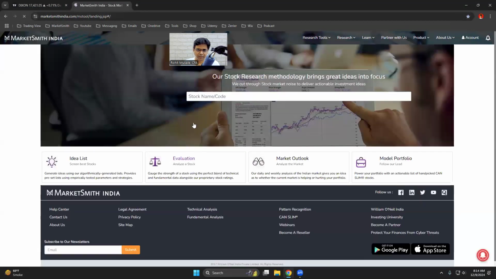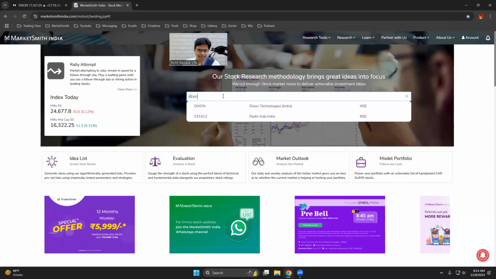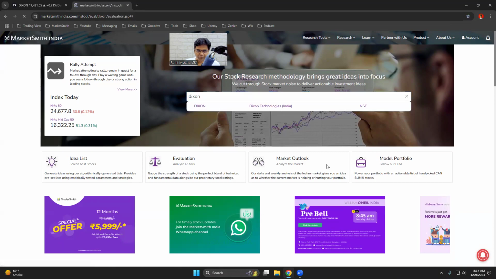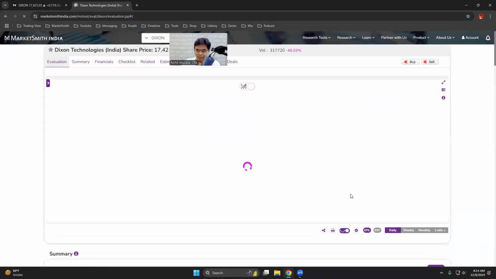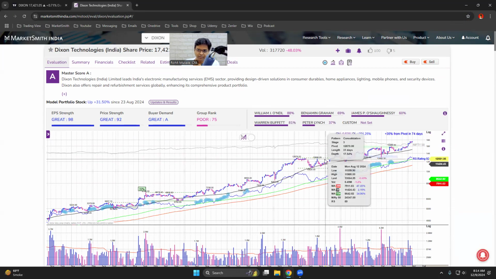So let's go to Dixon. By the way, I am still in the trade. I have not sold the stock. And I also don't recommend that you buy the stock because it has already gone beyond the buy point. See, this is Dixon. This is the current price. I bought it somewhere here on this red candle. Now, if you see here, there is a green dotted line. If I click here, it says pattern consolidation stage 3.